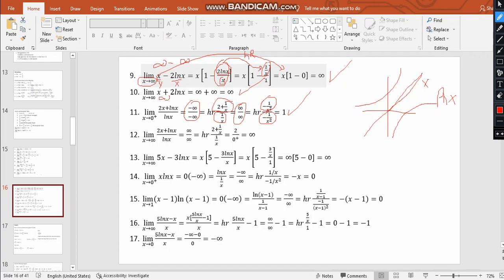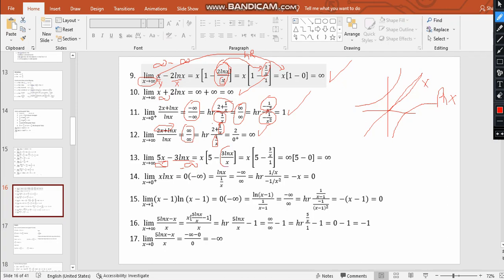Limit as x tends to infinity, here infinity over infinity, L'Hospital's rule. So 2 plus 1 over x over 1 over x. A number over infinity is 0, in 0 plus. So 2 over 0 plus is plus infinity. So here you have infinity minus infinity. We put x in factor. You divide each one here by x and by x.